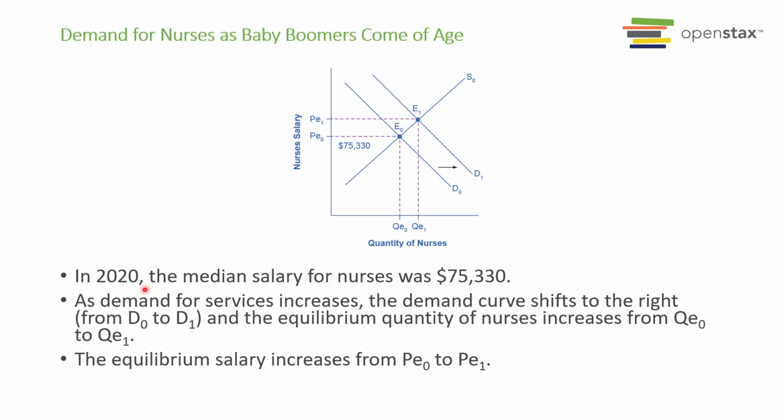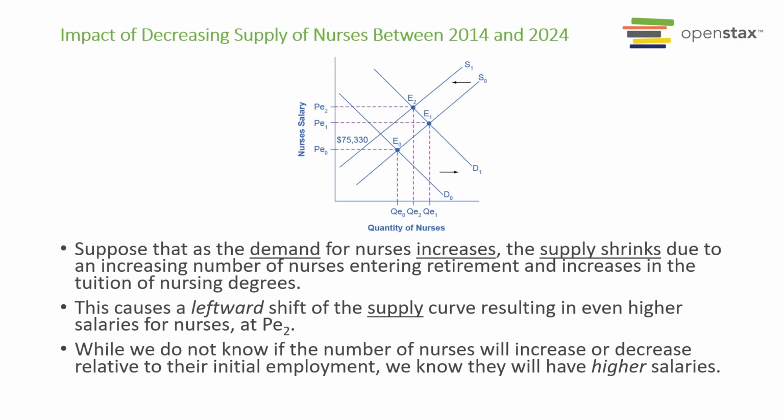All right. And so in 2020, the median salary for nurses was $75,330. And we can see that as a result, by now in 2025, that wage is going to be a lot higher as a result of the baby boomers getting older and older. And here we can see that because of COVID, maybe there was a decrease in the supply as well. So these can have two impacts at the same time.